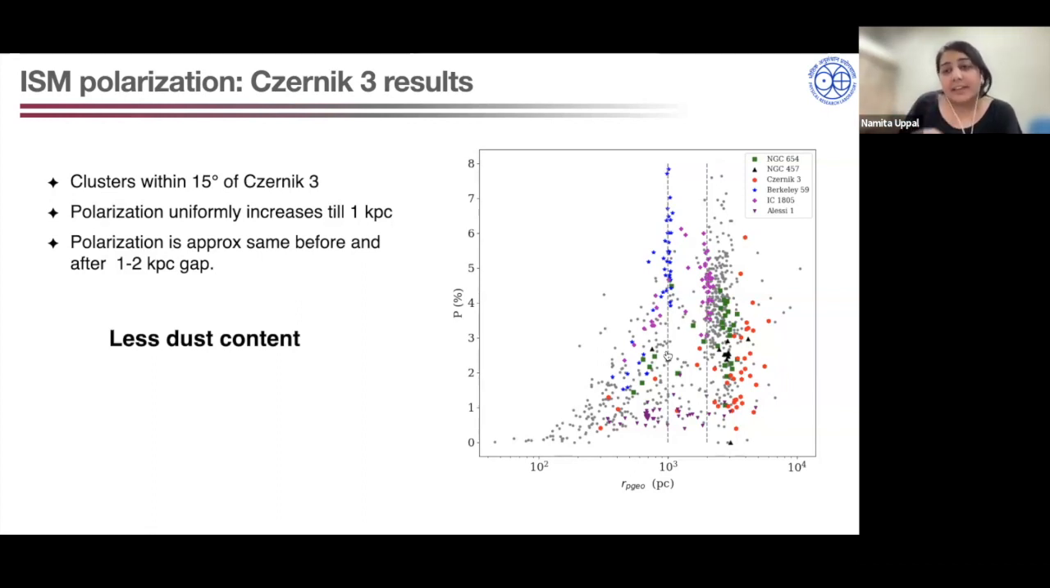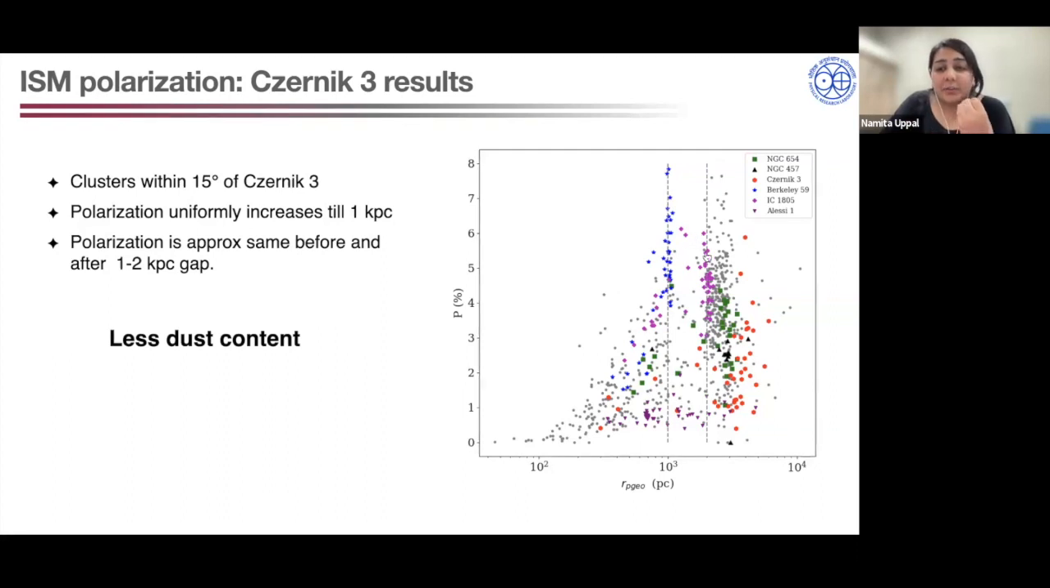But after that, there is a very low number of stars in each cluster direction between 1 and 2 kiloparsec, a gap, which is denoted here by this dashed line. And interestingly, the average polarization before and after the gap is almost the same. So this explains there is very little dust content in this gap which is polarizing the background starlight.